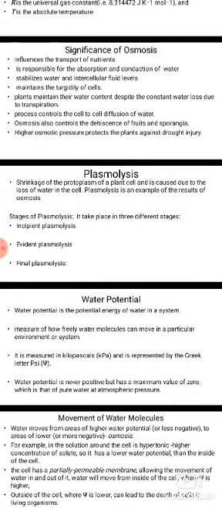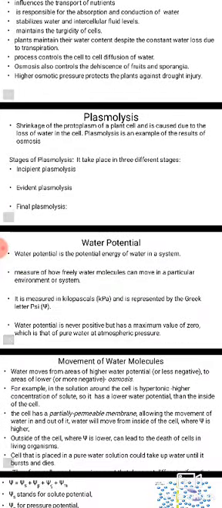Coming to the next one, that is plasmolysis. It is a shrinkage of protoplasm of a plant cell and is caused due to the loss of water in the cell. It is an example of a result of osmosis. Stages of plasmolysis. It takes place in 3 different stages: incipient plasmolysis, evident plasmolysis, and final plasmolysis.